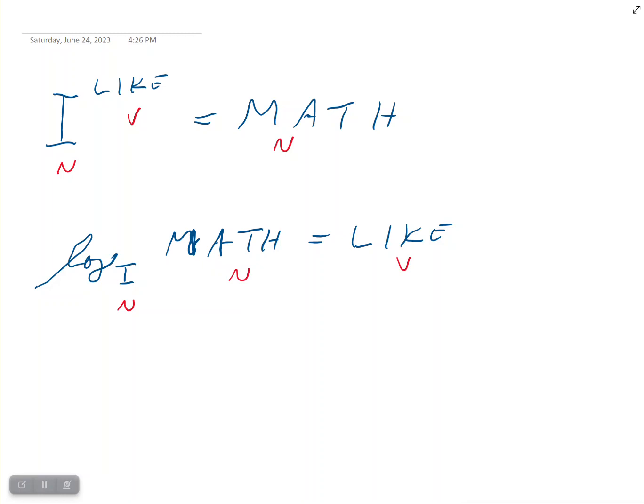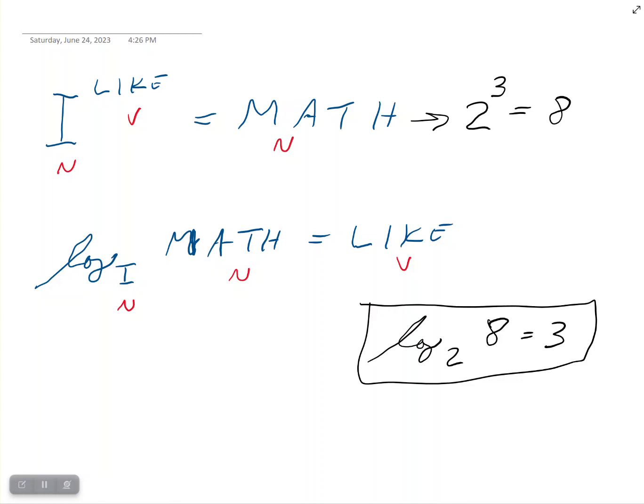Okay, so I did that. So what? How does that really make any sense? If I use this, I can say 2 to the third power is equal to 8. But if I use the German syntax to write logs, I would write it as log 2, 8 is equal to 3. These two have the same meaning.